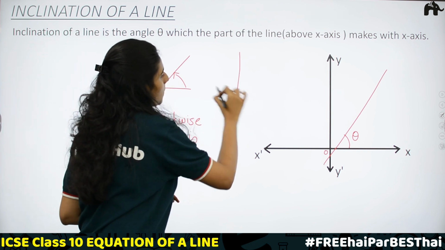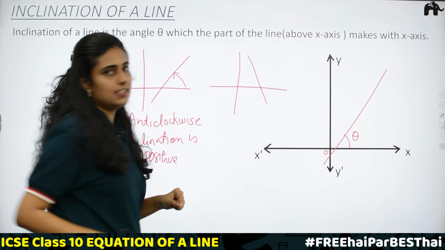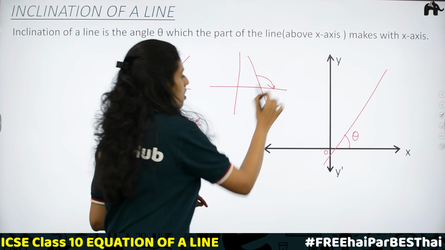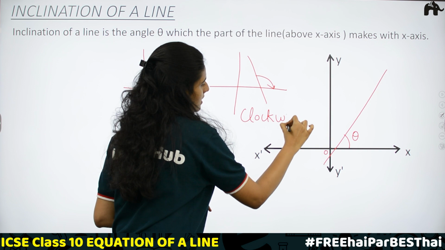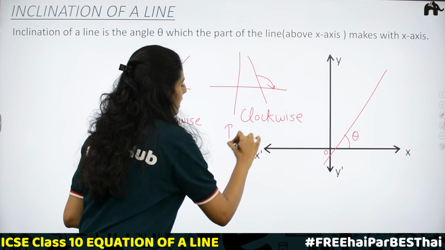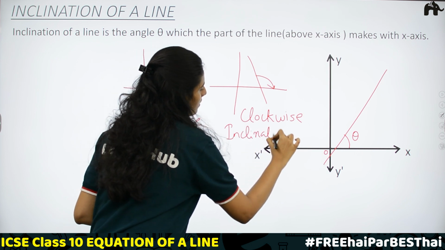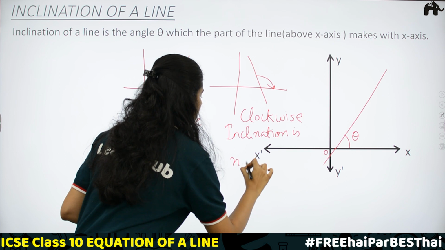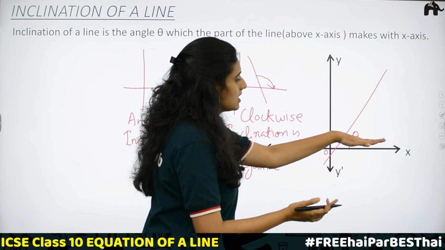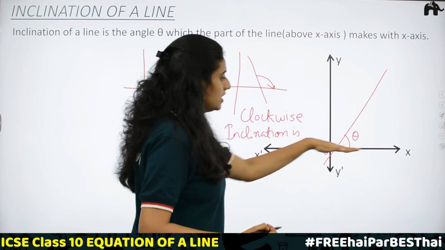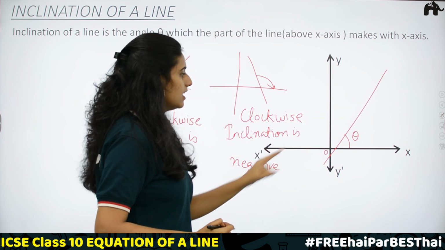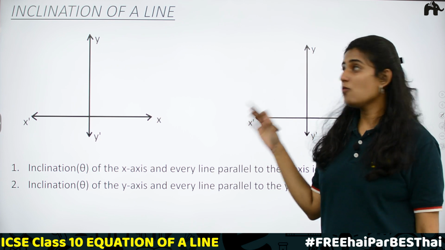Now, if you are taking this line and measuring like this, this is clockwise direction. In the clockwise direction, if you are measuring the inclination angle, then the inclination is negative. Okay, understood what inclination is? So, the angle it has raised from the x-axis. With respect to x-axis, what angle the line has raised? Clear? It is represented by theta. Now, we know what inclination is.